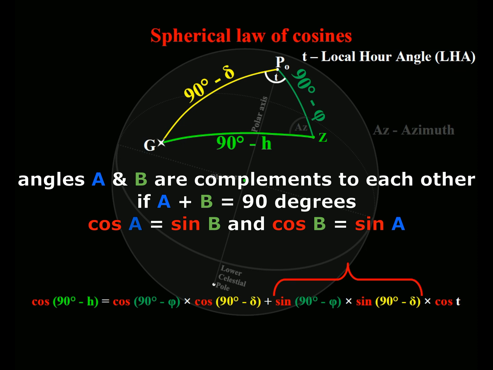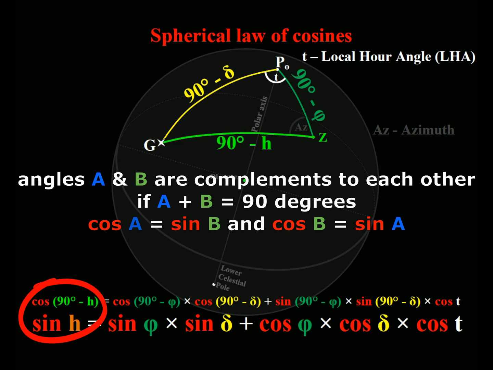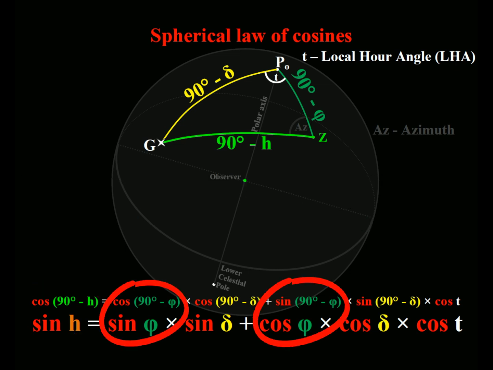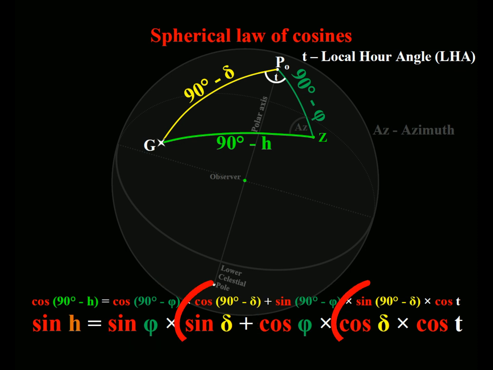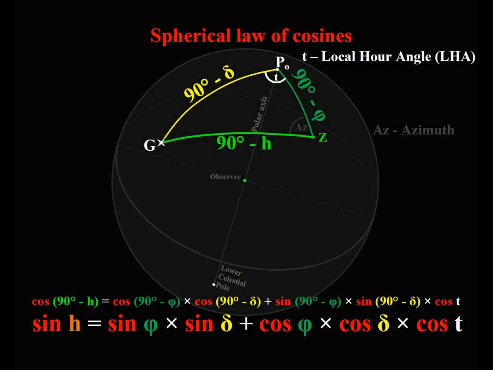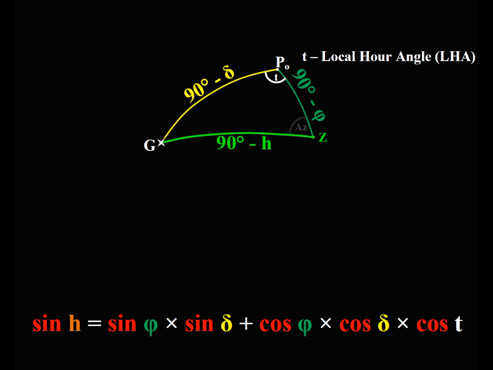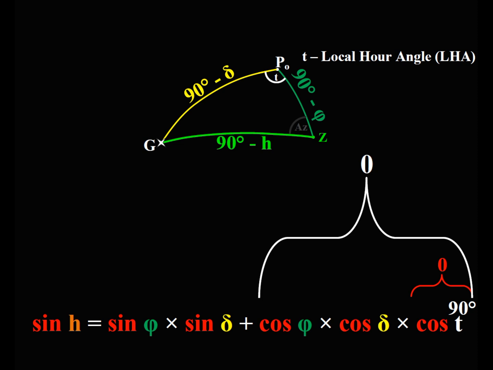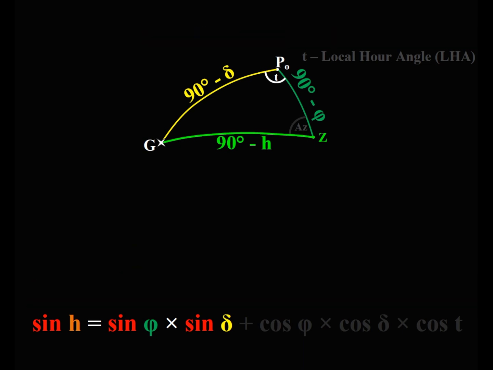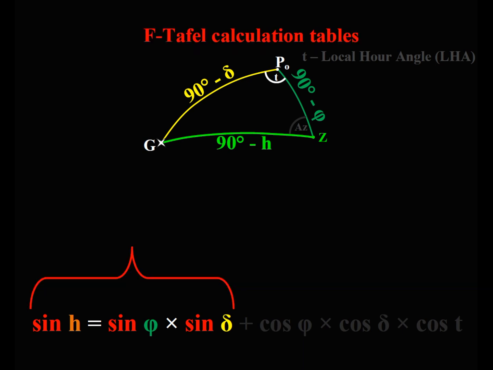You can simplify this expression by replacing the angles with their complements. We replace the zenith distance with the altitude. Replace the complement of latitude with latitude. Replace the complement of declination with declination. The local hour angle remains in place. Pay attention to the second part of the equation. If T is 90 degrees, then the second part of the equation becomes 0, because the cosine of 90 degrees is 0. To simplify the calculations, F-Tafel uses a trick that allows you to use this reduced formula.